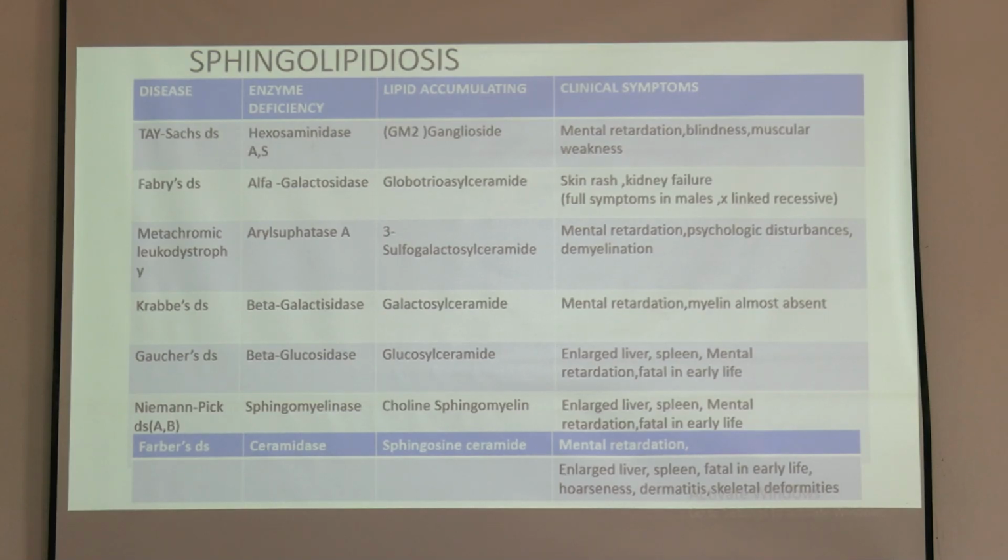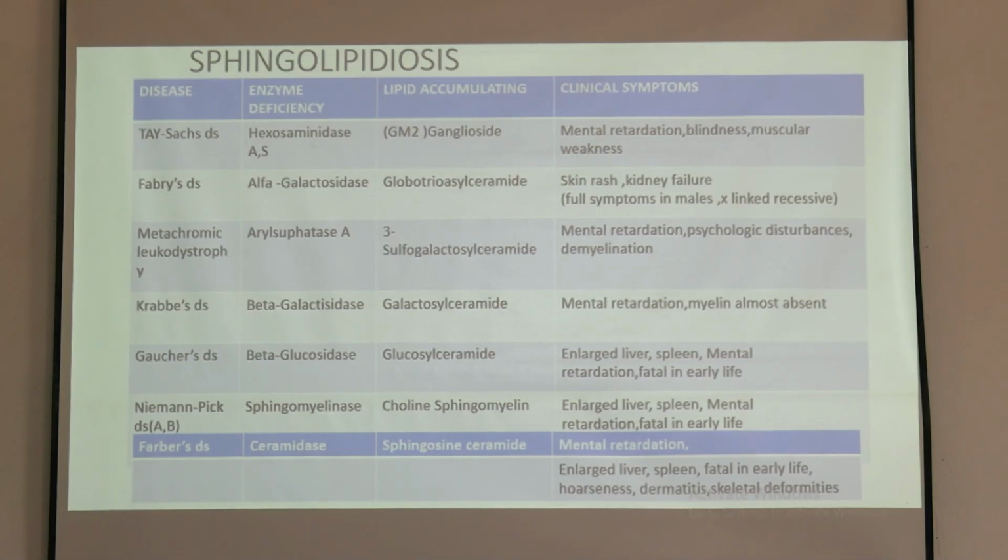Now what are the diseases? For each, we note the enzyme deficiency, the lipid accumulating and the clinical symptoms. In Tay-Sachs disease, the enzyme deficiency is hexosaminidase A and S. The lipid accumulating is GM2 type gangliosides. Clinical symptoms are mental retardation, blindness, muscular weakness.